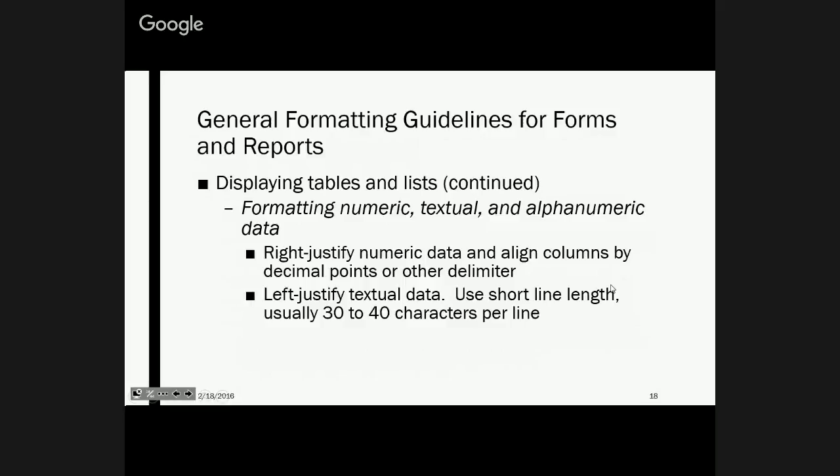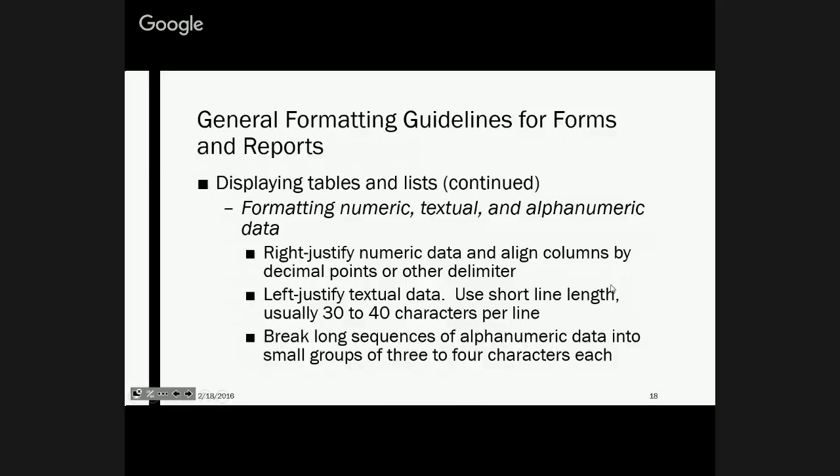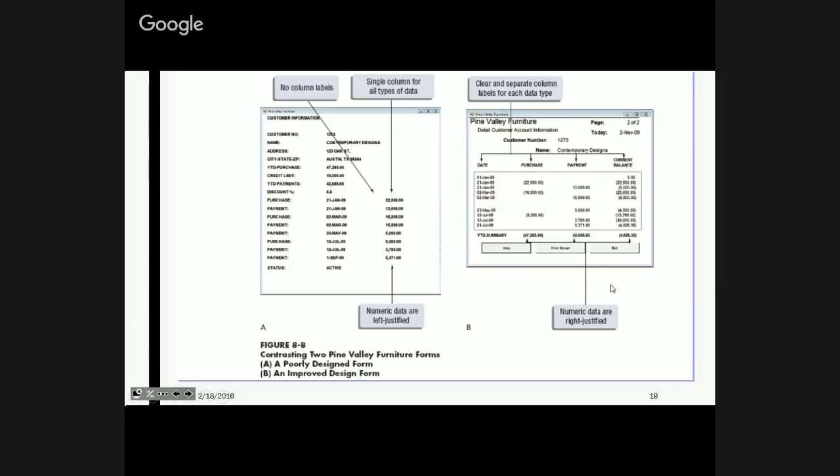Now Excel does all this by default, right? If I give it a number format, it right aligns it. If I give it an accounting format, or if I do other, it left aligns it. I mean, they follow a lot of these guidelines. Break long sequences of alphanumeric data into small groups. That can be helpful. So here's some examples.